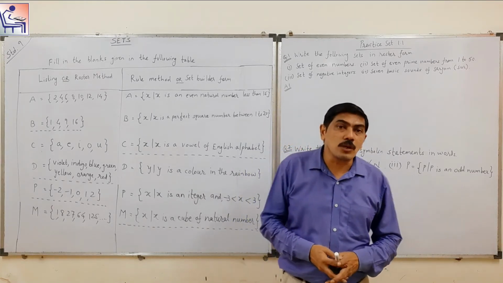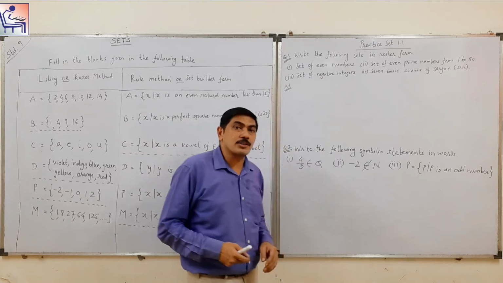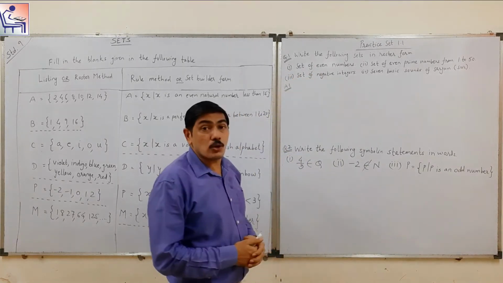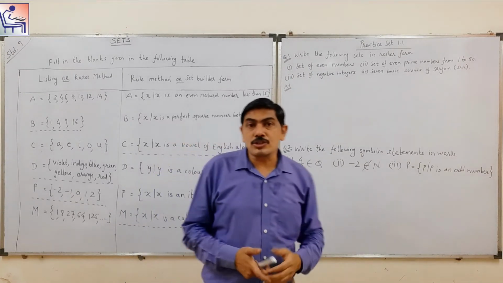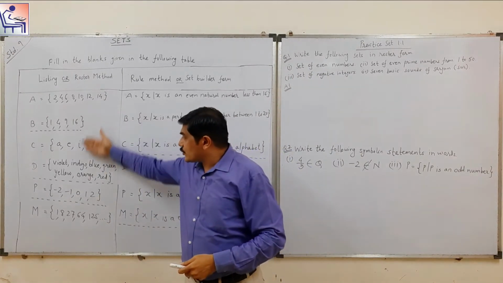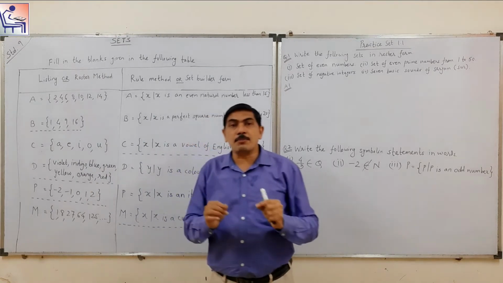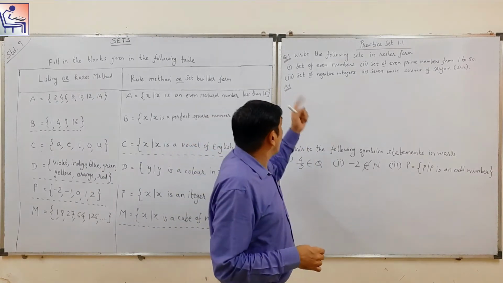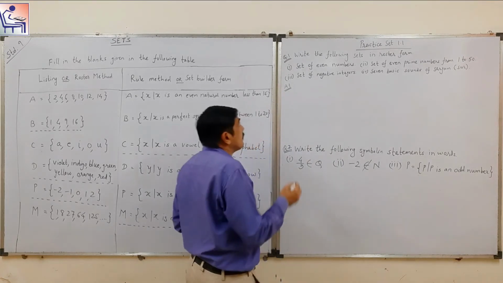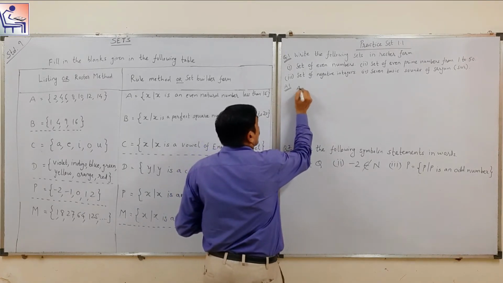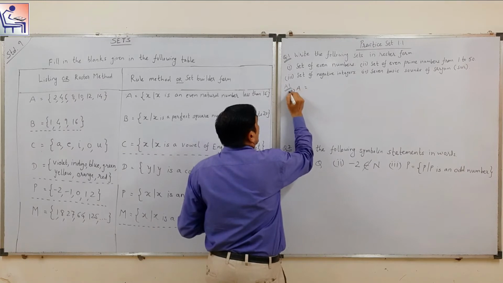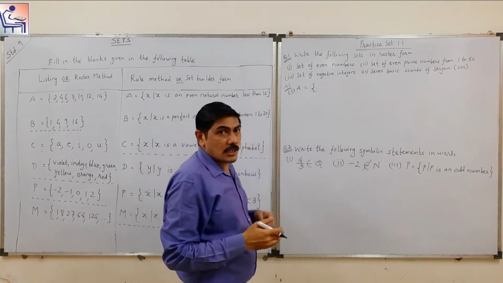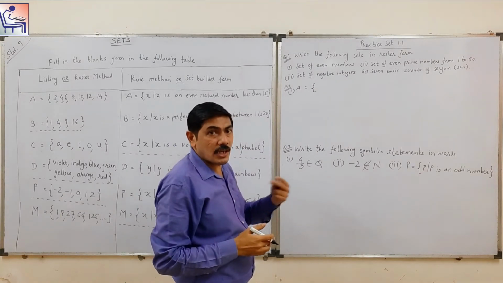Now we will move towards the practice set 1.1. Write the following sets in roster form. In a roster form means this way you have to write. That means you have to write all the elements. First one, set of even numbers. Set of even numbers. तो even numbers कौन से होते हैं? जैसे 2, 4, 6, 8.